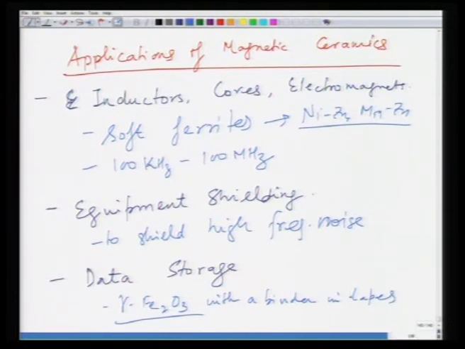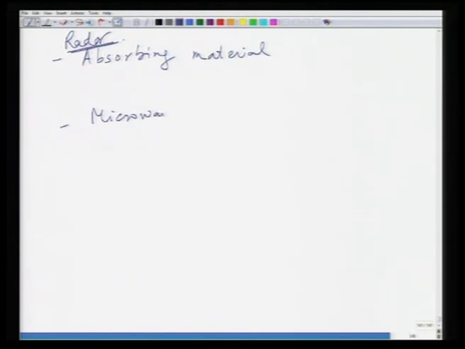Okay, and last but not the least, another important application for these materials is that they are used as absorbing materials, so you can say radar absorbing materials. They can be used as coatings on top of equipment to absorb the radar signal, and they are also used for microwave applications.